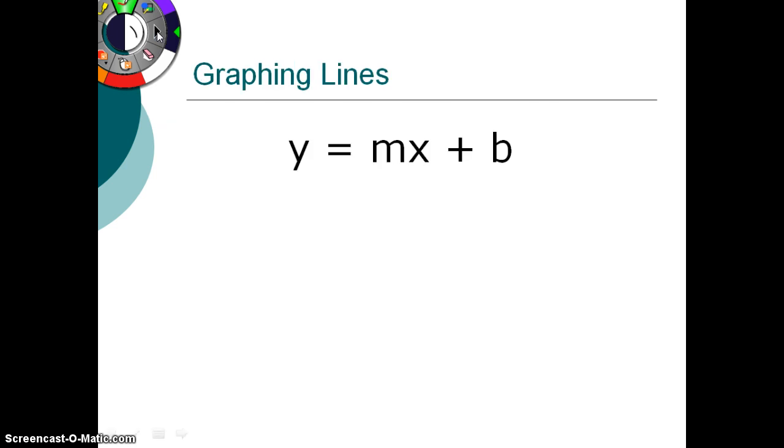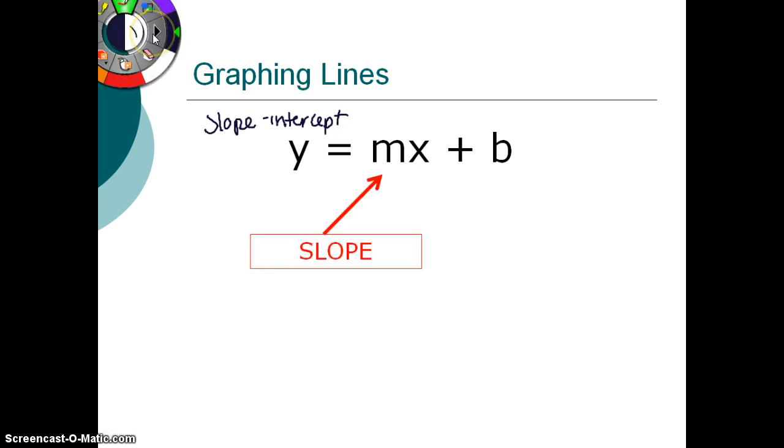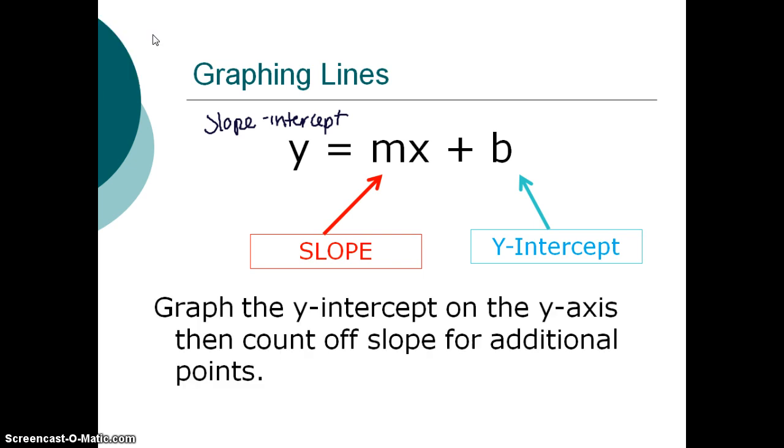Now let's talk about graphing lines. We are going to graph lines in slope-intercept form. So in slope-intercept form, we have y equals mx plus b, where m stands for the slope and b stands for the y-intercept. When graphing lines in this form, you are going to graph the y-intercept on the y-axis, then count off slope for additional points.